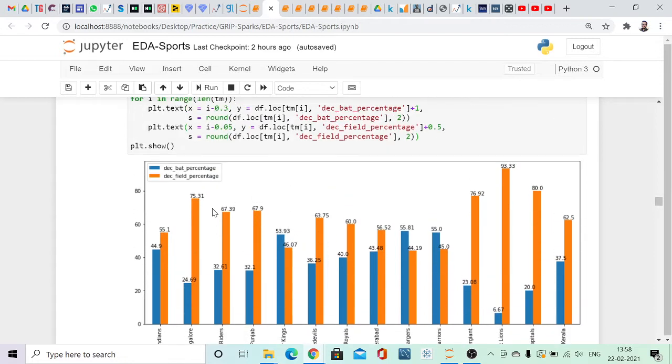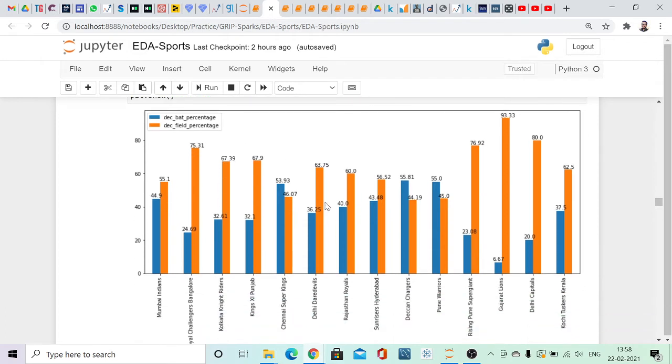Now after winning the toss, the blue bar gives us the percentage that a team has decided to bat, and orange bars give us the percentage when the team has decided to field. So we can see that most of the teams have decided to field after winning the toss, and only few teams like Chennai Super Kings, Deccan Chargers and Pune Warriors have preferred to bat after winning the toss.